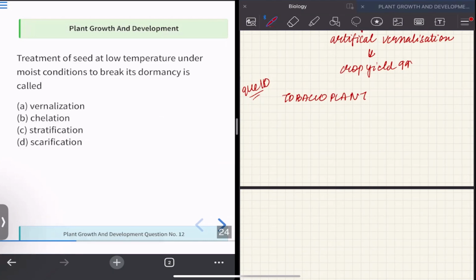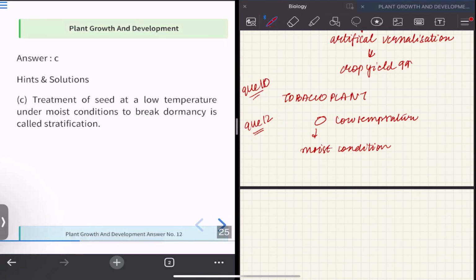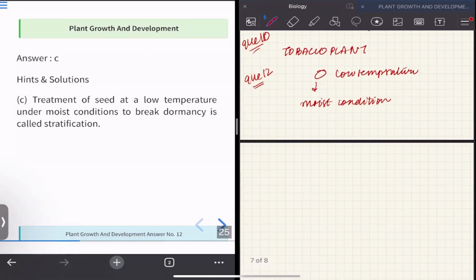Moving on to the next one, the treatment of seeds at low temperature under moist condition to break its dormancy is called as. Okay. So, question number 12, we have seeds at low temperature and we are giving it moist conditions. So these are the different methods: vernalization, stratification, and scarification. These are the different methods by which we can break the dormancy of a particular seed. Seeds are in dormant phase, so whenever we give them conditions to break that dormancy, then only they'll grow into a plant. So the treatment of seeds at low temperature and under moist conditions to break dormancy is known as stratification.